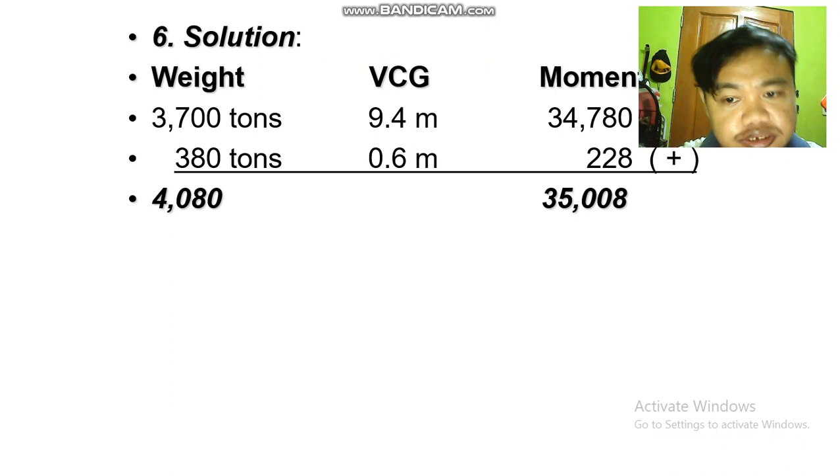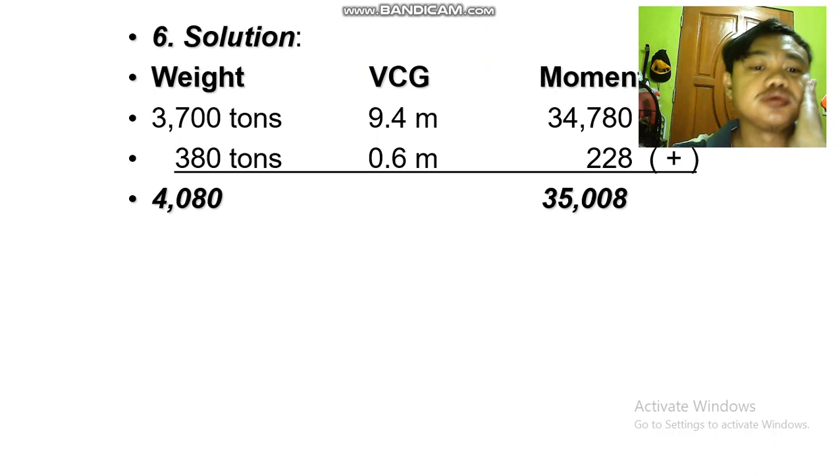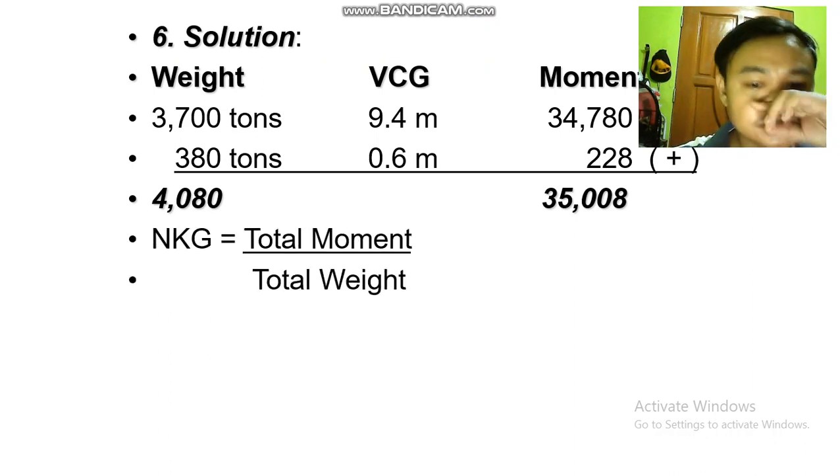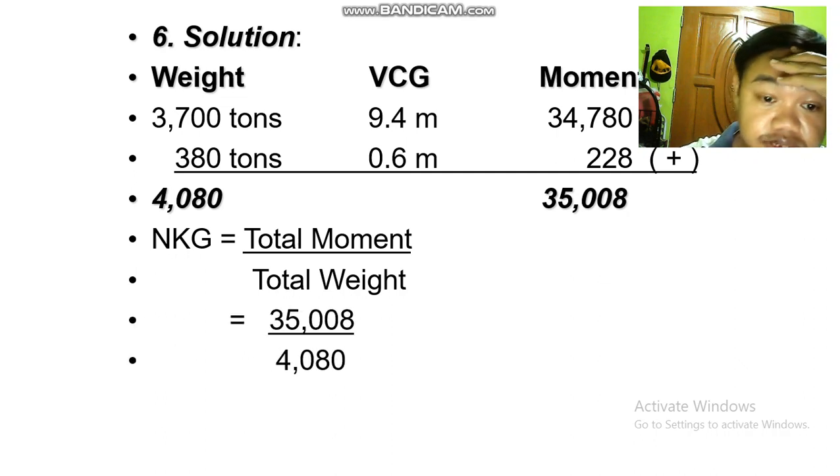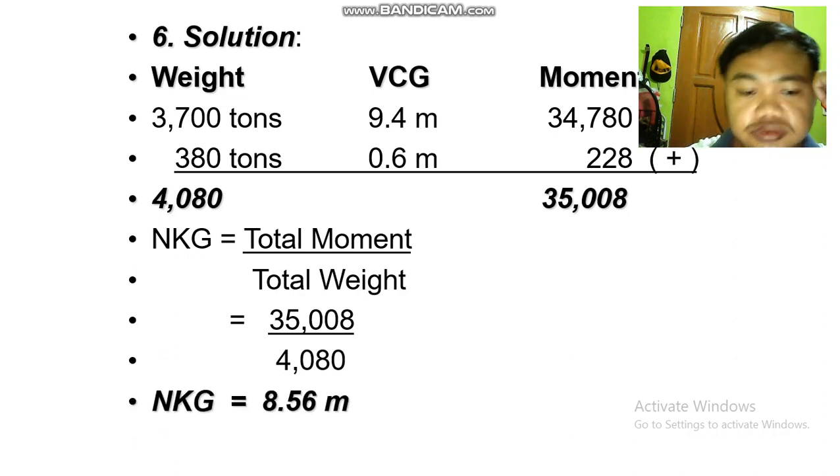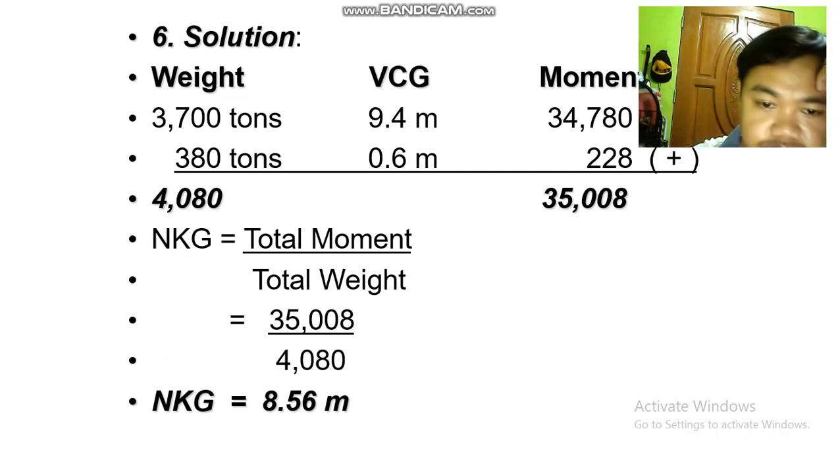So again, this is just an example in order for you to fully understand how to use the formula. The formula is new KG equals total moment divided by the total weight, as I have mentioned to you during the first slides. So we have here 35,008, which is the total vertical moment, divided by the displacement, which is 4,080. So the new KG of the ship after 380 tons has been loaded is 8.56 meters.